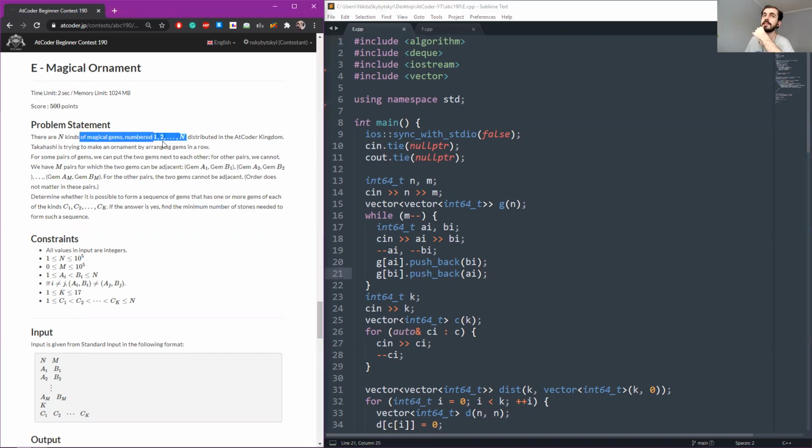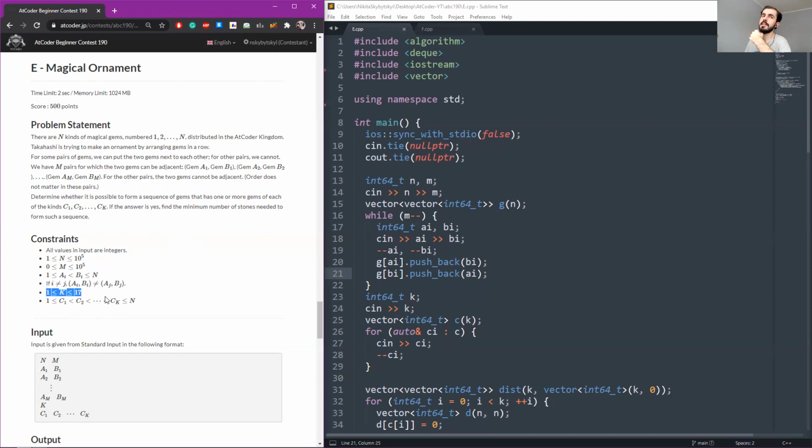So here we have several magical gems. For some pairs of gems, we can put them together adjacent. For some other pairs, we can't. And we want our magical ornament to contain given k types of gems. I'm interested in what is the minimum number of stones that we need to include all of these.